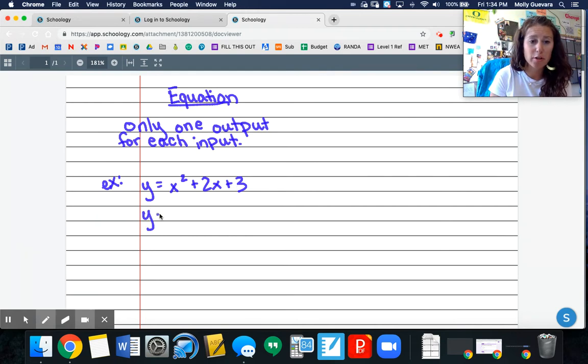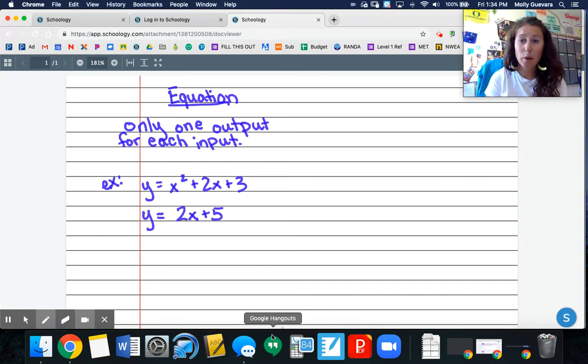Another example could be like 2x plus 5, right? No matter what I plug in there, that only gives me one number out. So if I plug in 0, I get out 5. If I plug in 1, I get out 7. If I plug in -2, I get out 1. Okay, so no matter what, I only plug in one number, I get out one number.